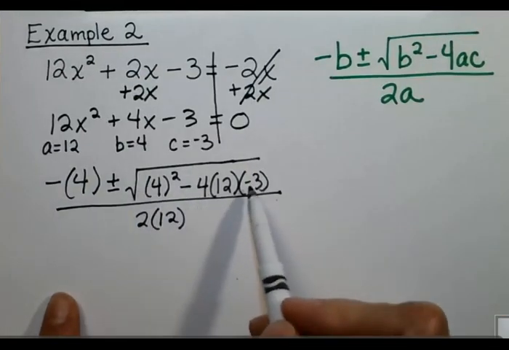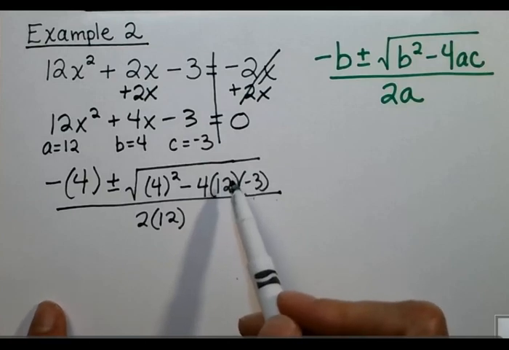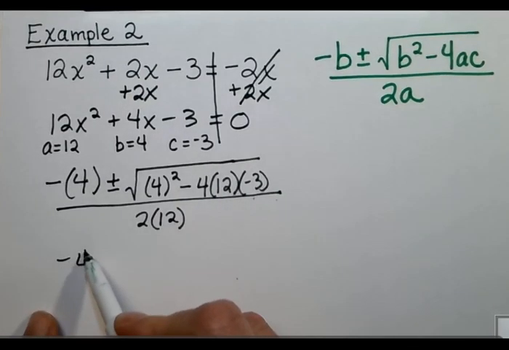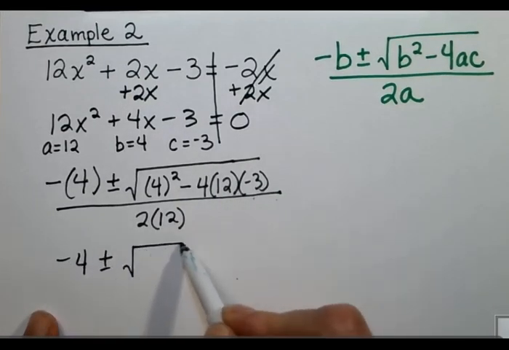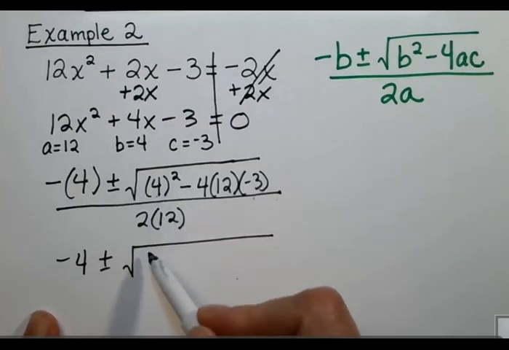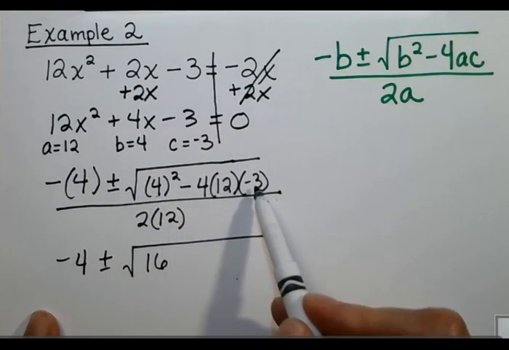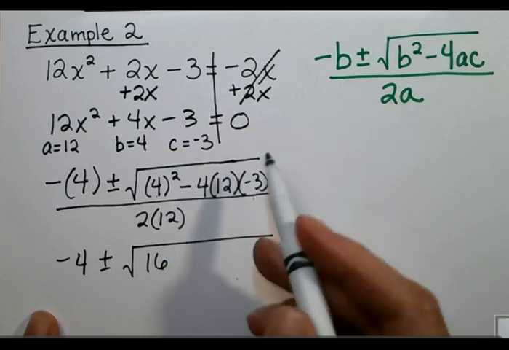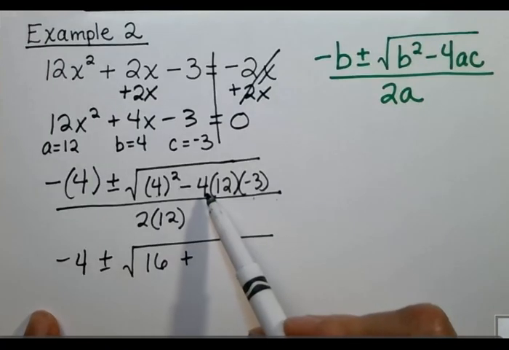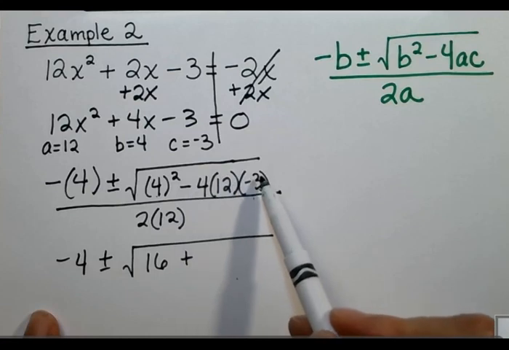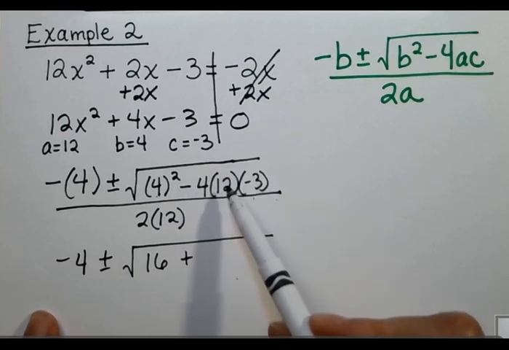All right, now I'm going to focus on simplifying what's underneath the radical. So negative 4 plus or minus the square root. I know 4 squared is 16. I know that the negative here times the negative 3 here is going to make this whole thing positive. So it's going to be plus, and then I know 4 times 3 is 12, and 12 times this 12 is 144.